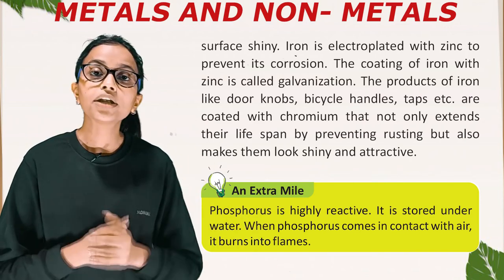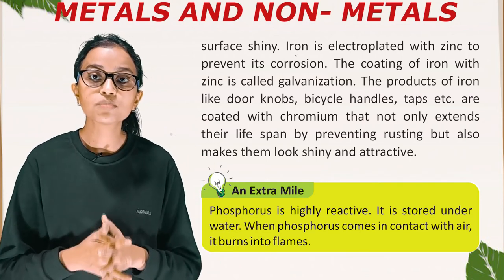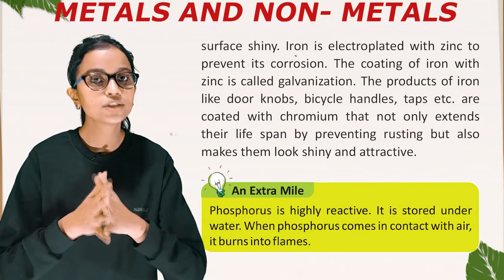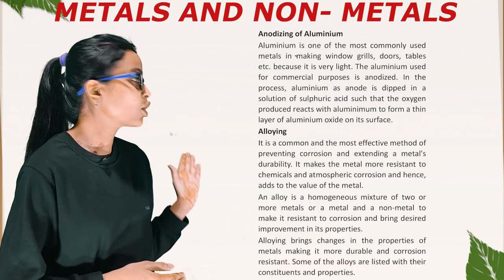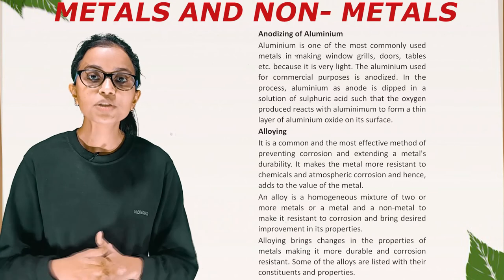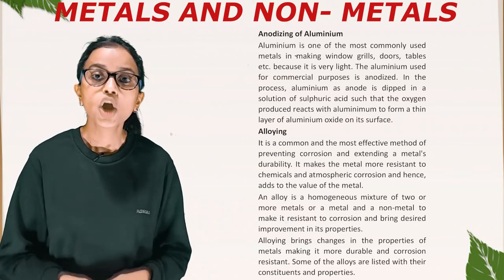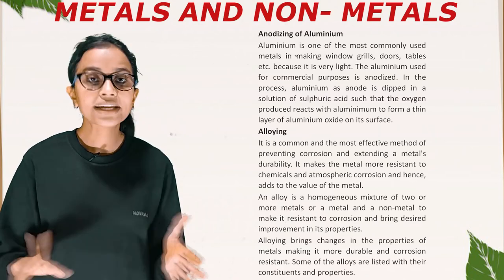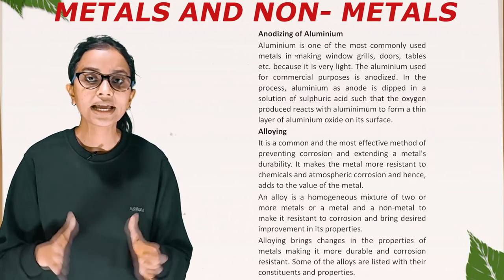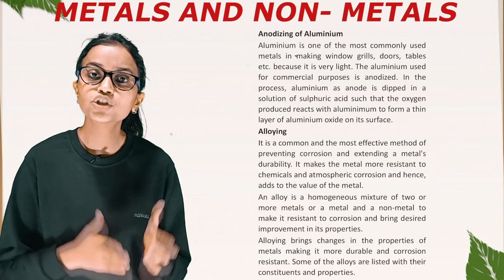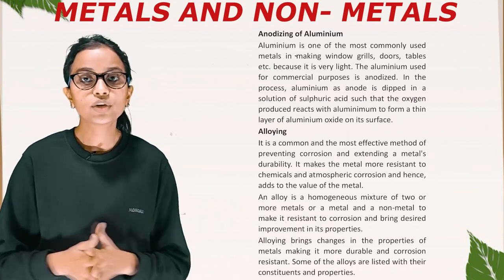It is stored under water. When phosphorus comes in contact with air, it burns into flames. Anodizing of aluminium. Aluminium is one of the most commonly used metals in making window, grill, door, table, etc. because it is very light. The aluminium used for commercial purposes is anodized.